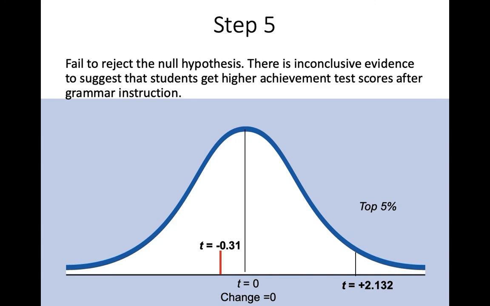But right now, we would just say, based on the small study that we did of 5 people, there's inconclusive evidence from these 5 people from our sample data to reject the null, and therefore we fail to reject the null hypothesis. For the time being, we have to accept that the instruction doesn't work based on these data.